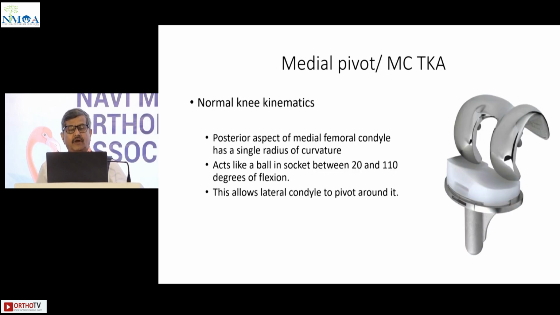A little bit about medial pivot or a medial congruent TKA. In normal knee kinematics, the posterior aspect of the medial femoral condyle has a single radius of curvature. It acts like a ball in socket between 20 and 120 degrees of flexion. This allows the lateral condyle to pivot around it.